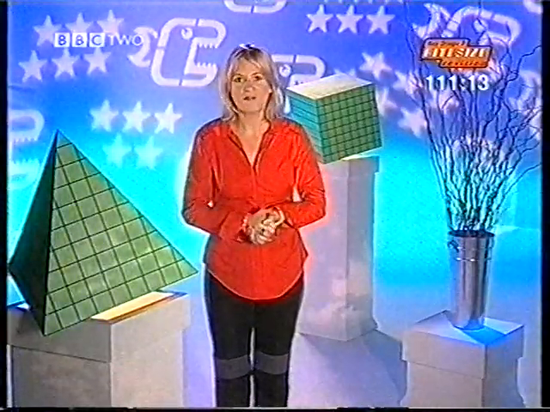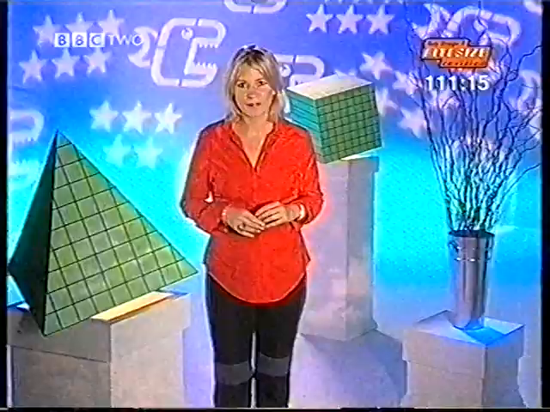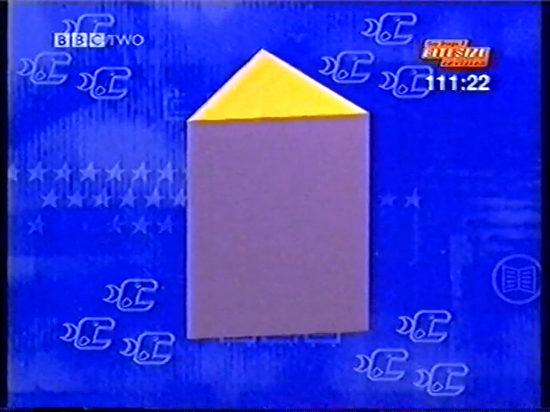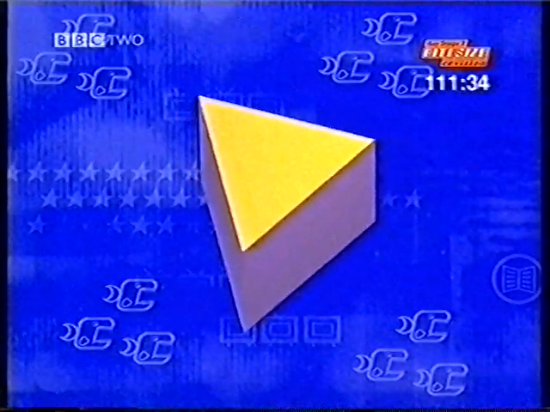Now let's look at some more facts about three-dimensional solids. Some three-dimensional solids have flat or two-dimensional faces. This triangular prism has 2 faces that are triangles and 3 faces that are rectangles. Looking at it from the front, called the front elevation, we see a triangular face, and looking at it from the side, called the side elevation, we see a rectangular face.